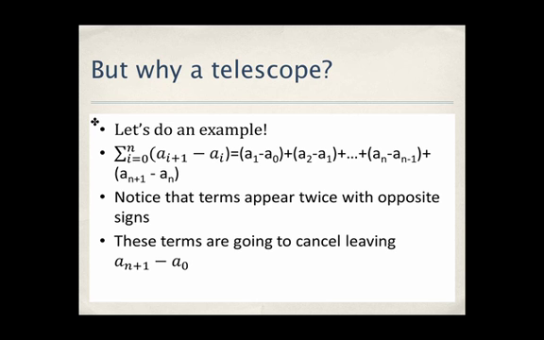In this way, you can look through the terms and see that there are various terms that are canceled out. Looking to the beginning, you see that a sub 1 is both added to the summation and removed from the summation by subtracting a sub 1. This pattern continues throughout the telescoping series to leave you only with the beginning element and the very last element. Notice that the terms appear twice with opposite signs. These terms are going to cancel, leaving only a sub n plus 1 minus a sub 0.